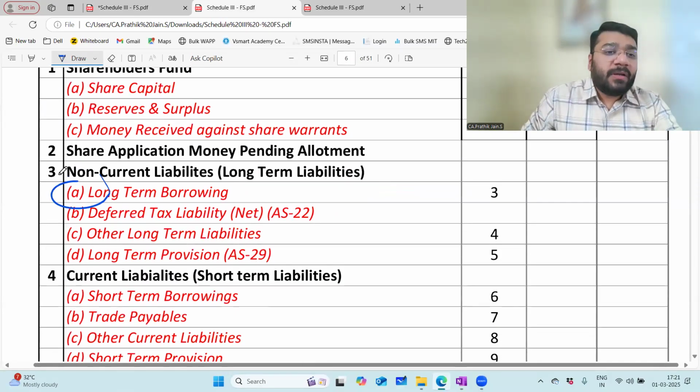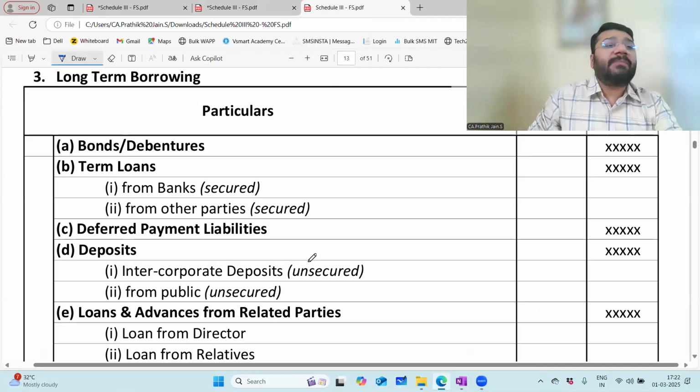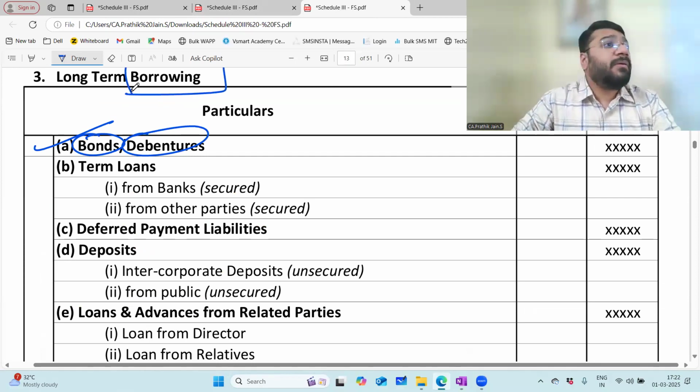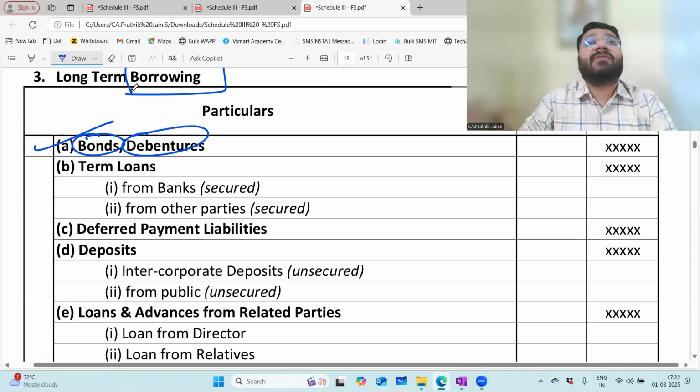No problem, sir. Then we discussed long-term borrowing. There are multiple types of long-term borrowing. The first category is bonds and debentures. Borrowing means what? Raising the money from the... It's not only public or third party. It's basically borrowing the money from anybody.